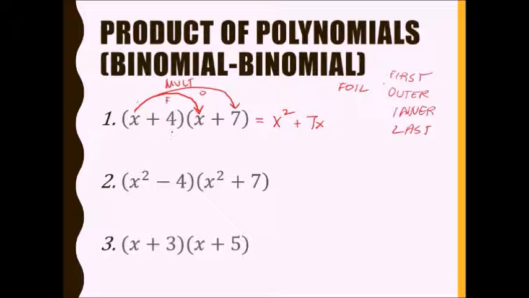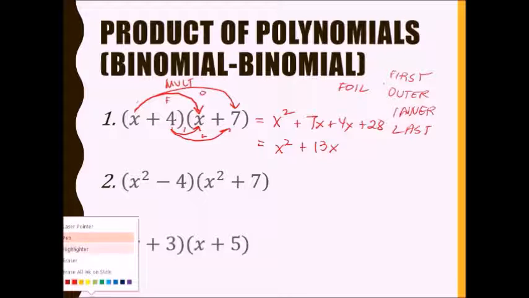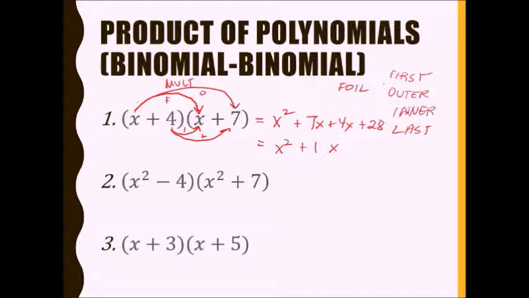Then, for this one, inner, last. Ito yung inner, ito yung last. Multiply lang din. So, 4 times x is 4x. And 4 times 7 is 28. Now, add nyo na lang po yung similar terms after that. Okay? So, our final answer will be x squared plus 13x plus 7. Ay, hindi pala. Bakit 13? This is not 13. Okay, 11x plus 28 na po. So, add lang po ulit yung similar terms.